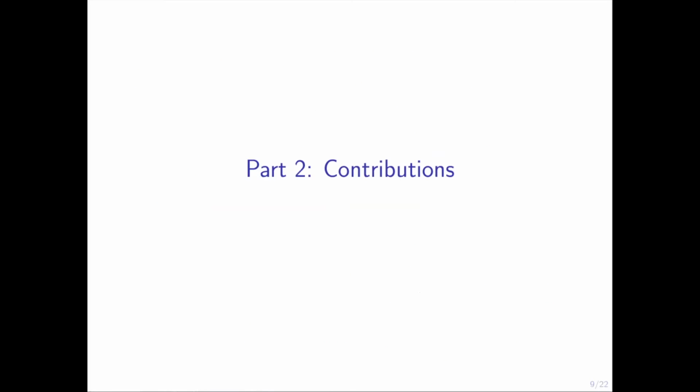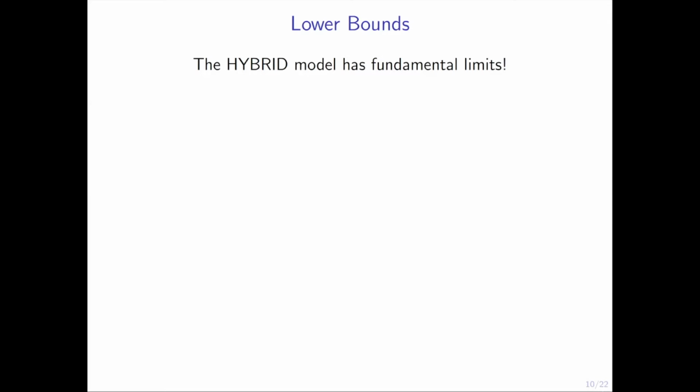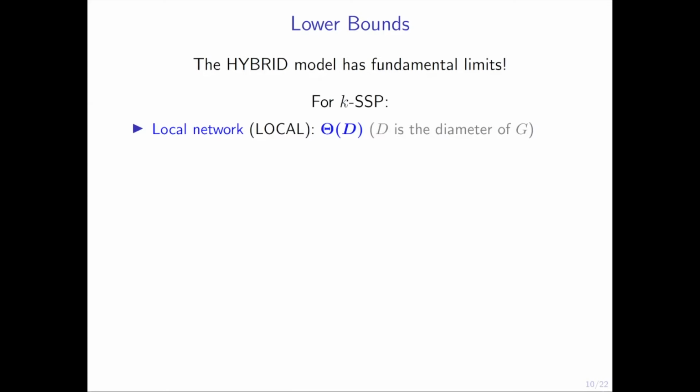And this leads us to our second part, namely our contributions, where I will show you how we improve on their results. I will start with our results on lower bounds. It's important to mention that even though the hybrid model allows for significant speedups, it has fundamental limits. So we start with a comparison for the k-source shortest path problem. If we are only allowed to use the local network, then the obvious lower bound is omega of D, which is also the upper bound.